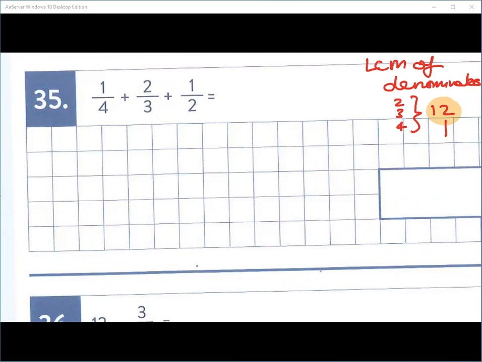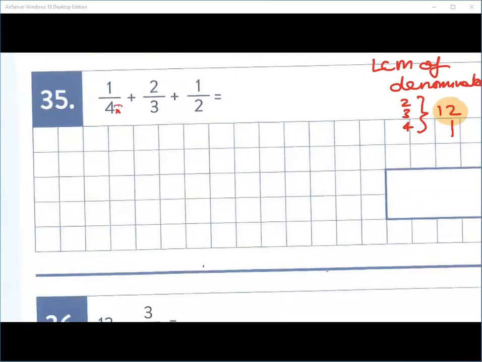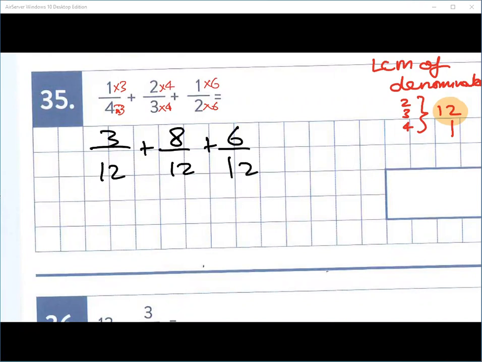So how do I change the 4 into 12? What do I do? Times by 3. Top and bottom. What about the 3 to 12? Times by 4. And the 2 to 12? Times by 6. So that gives you 3 over 12, add 8 over 12, add 6 over 12. What does that give us? 17 over 12. Okay, what type of fraction is this?